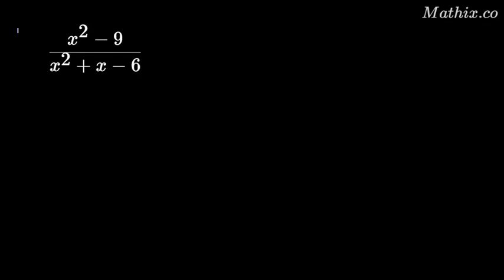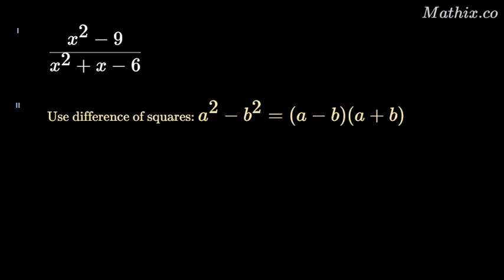The problem is to simplify the algebraic fraction x squared minus 9 over x squared plus x minus 6. We use the difference of squares rule, which states that a squared minus b squared equals the product of a minus b and a plus b. Applying this rule, x squared minus 9 factors into the product of x minus 3 and x plus 3.